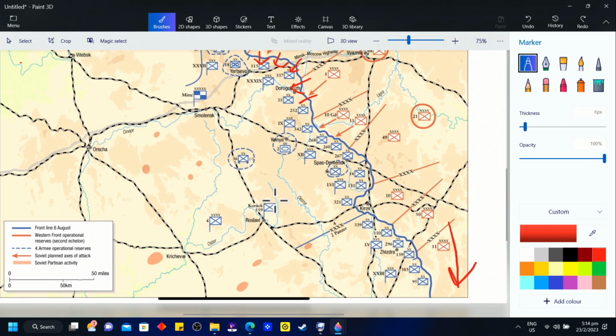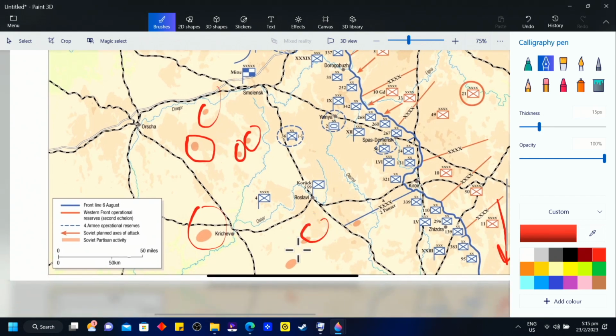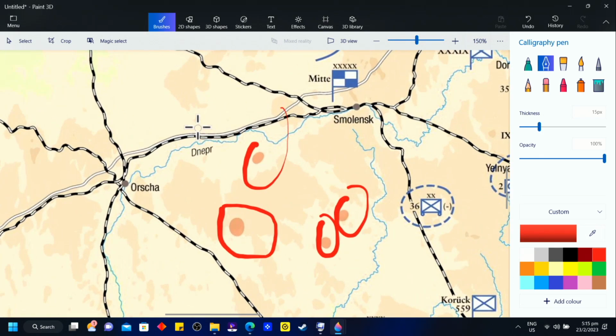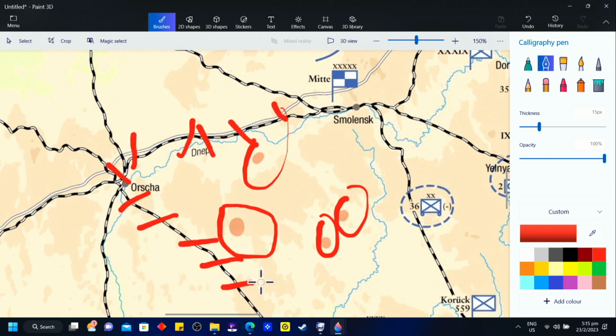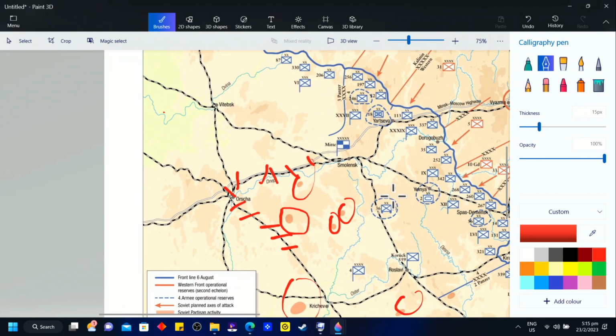So, Soviet partisan activity. The Soviets have partisan activity around here. The goal was to basically disrupt any railway communications between the various divisions, armies, and the corps headquarters. So the partisans were involved in destroying the lines of communication here.